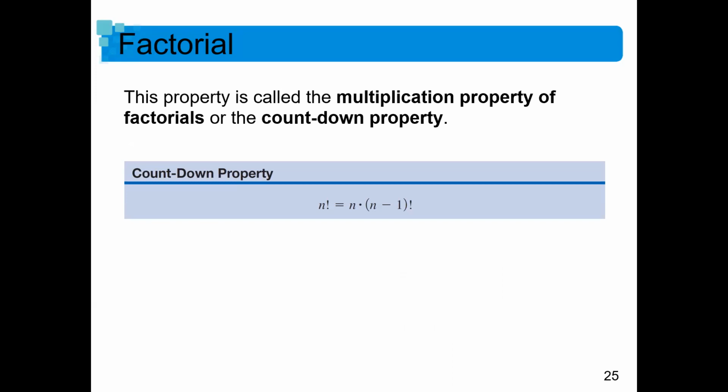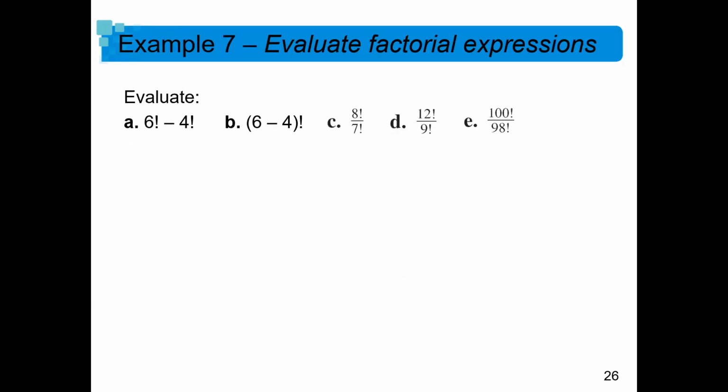This property is called the multiplication property of factorials or the countdown property. So n factorial is equal to n times n minus 1 factorial. So let's evaluate the following factorial expressions.